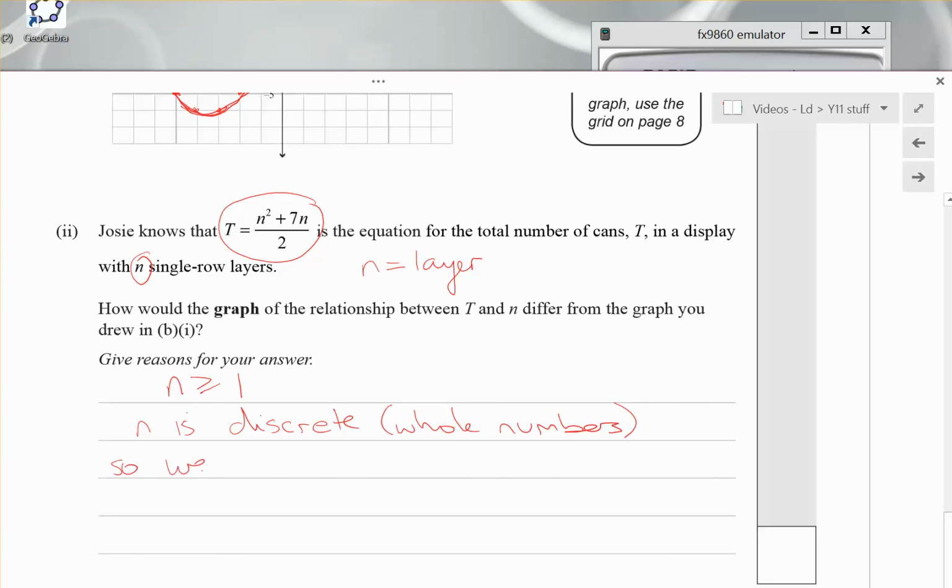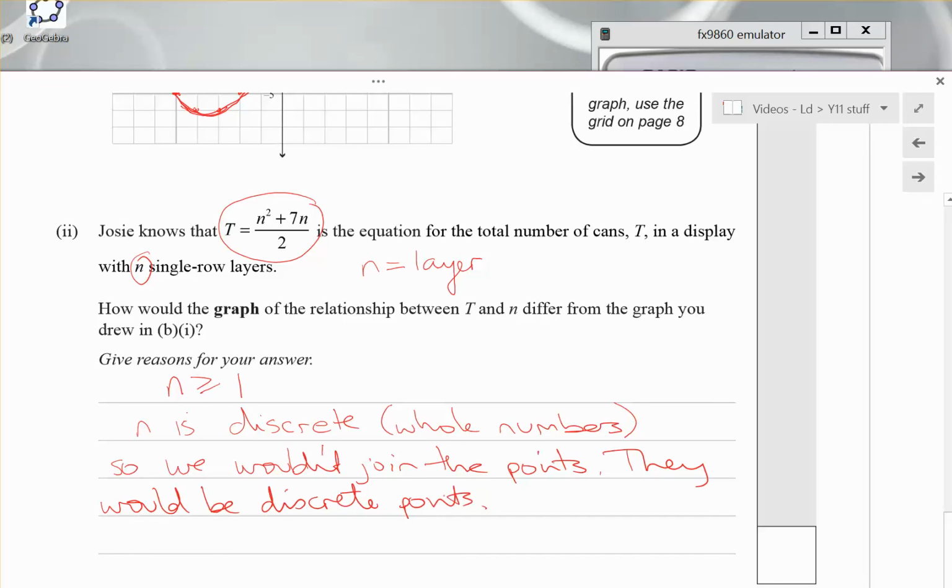So we wouldn't use a line. They would be discrete points, and we would start with the point 1, 4.